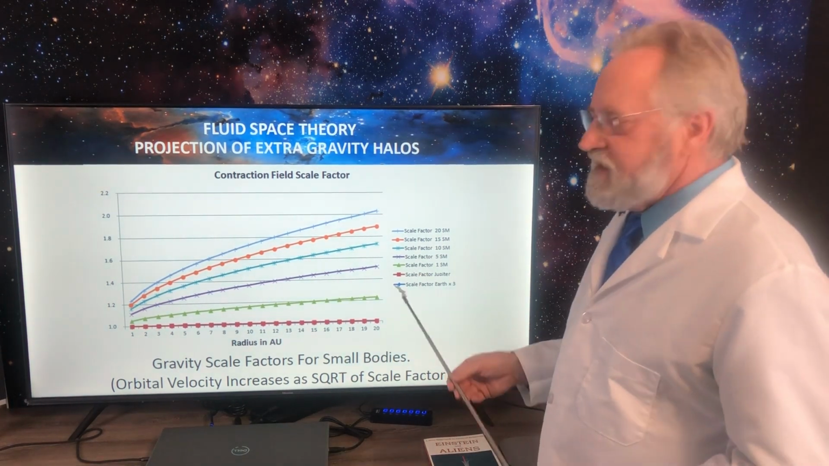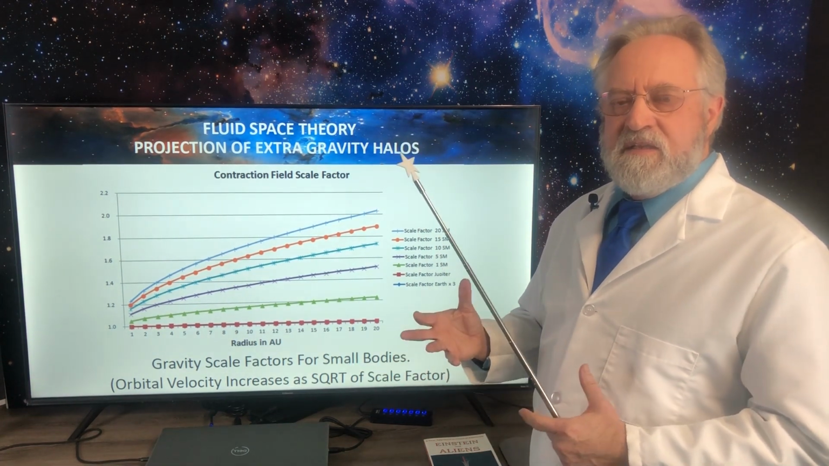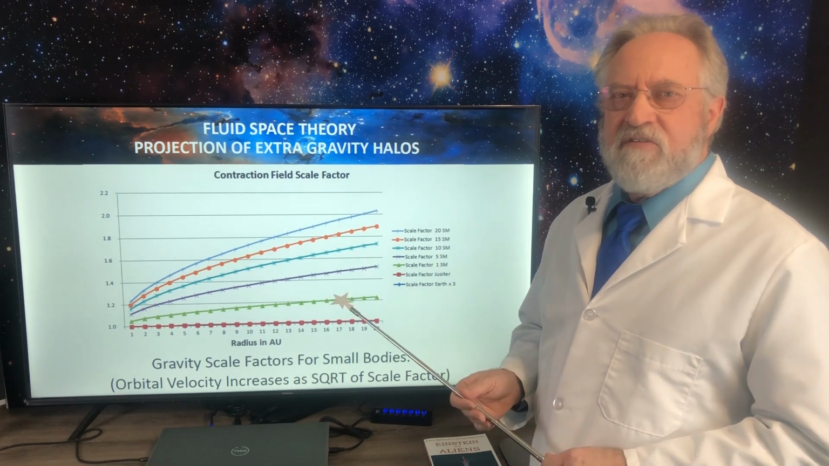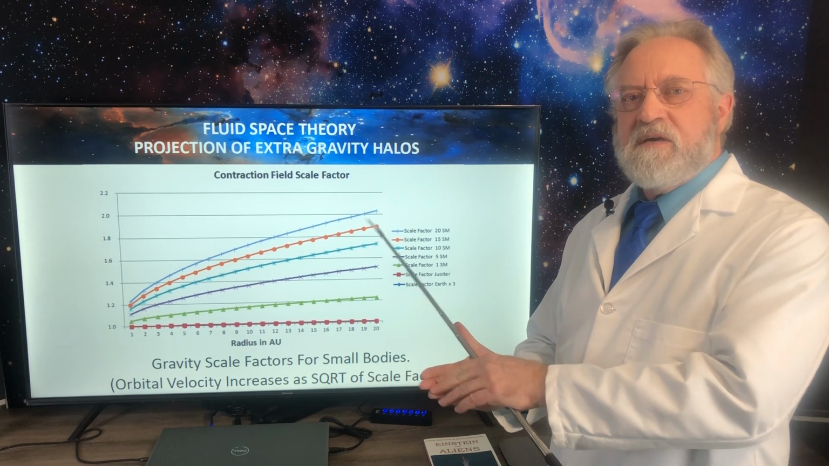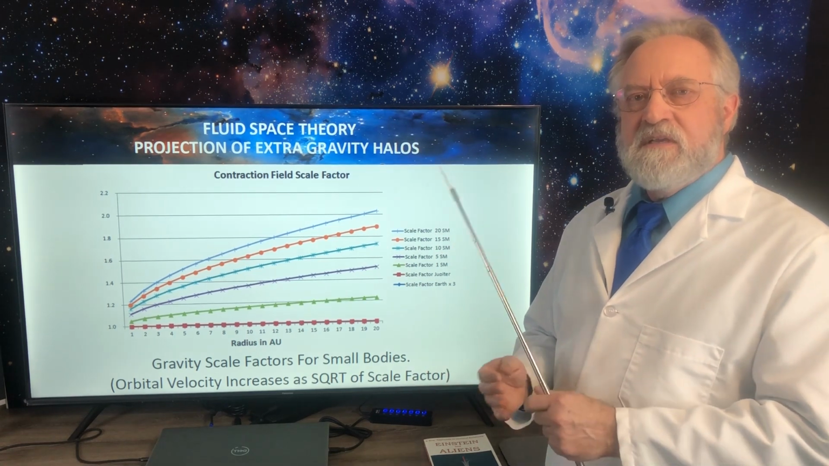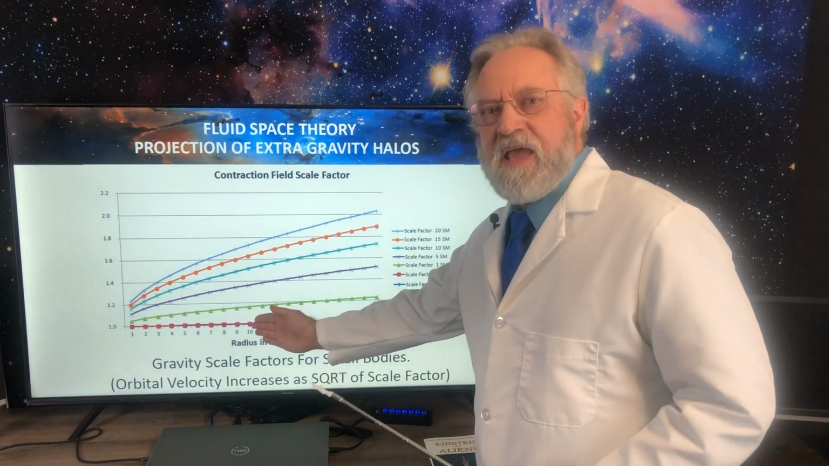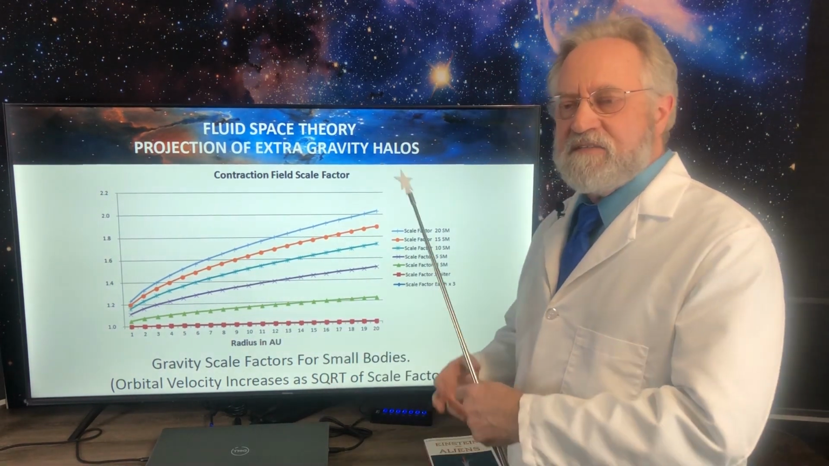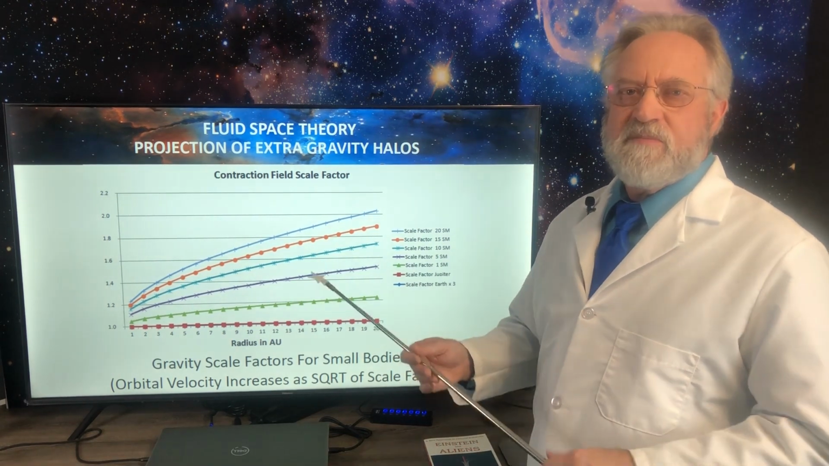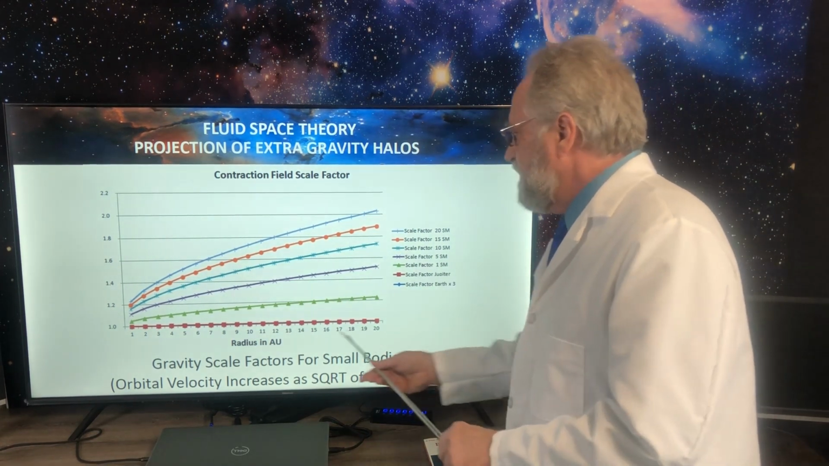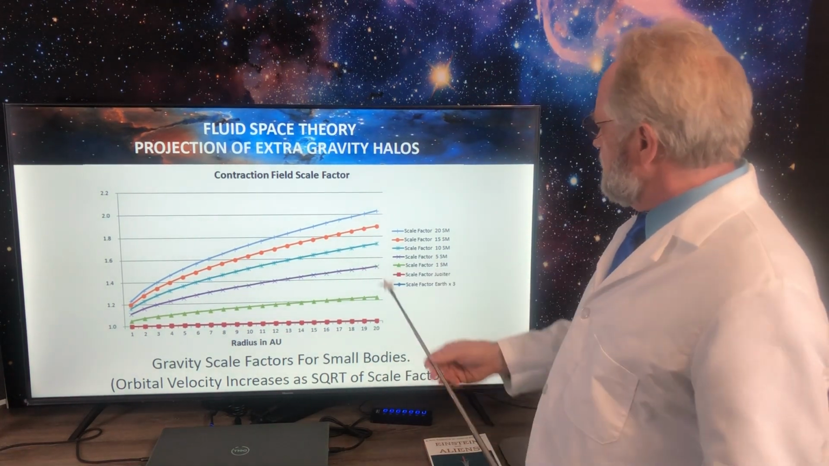So when I started plotting these, I discovered something very interesting about the relationship between the contraction field and the gravity field. The crossing point is dependent on the mass of the object. The larger the mass of the object, the sooner that crossing happens. It comes inward. So as objects get heavier, going from planets to stars to bigger stars to black holes, the crossing point moves closer and closer, and the scale factor rises.